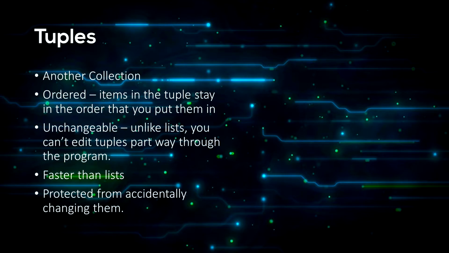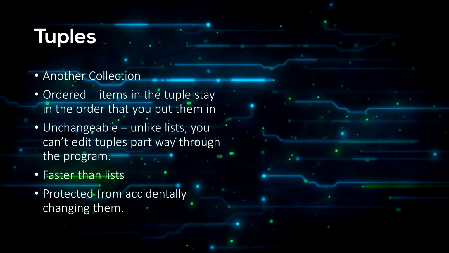A tuple is a collection that is ordered, but is unchangeable. You are unable to modify them partway through the program. This is what makes them different to lists. You may be thinking, why would I use a tuple instead of a list when I can't change it? Why don't I just create a list and not change it?